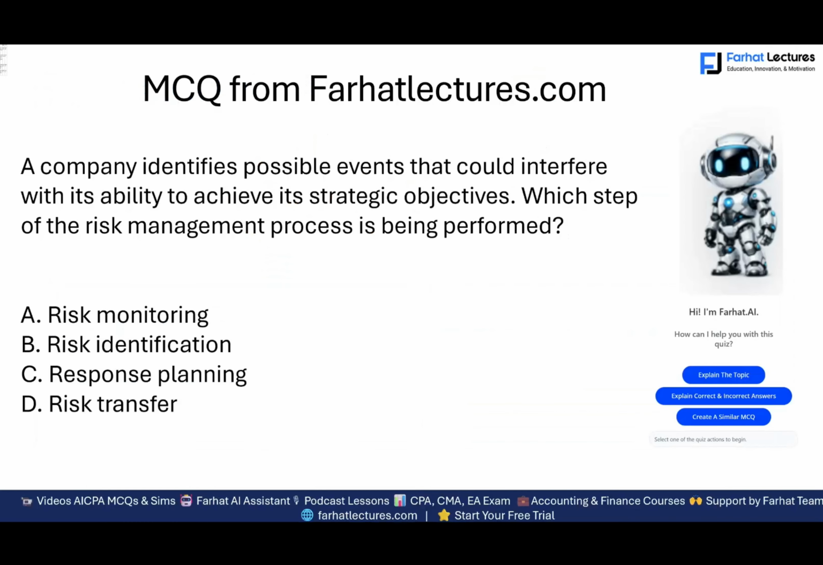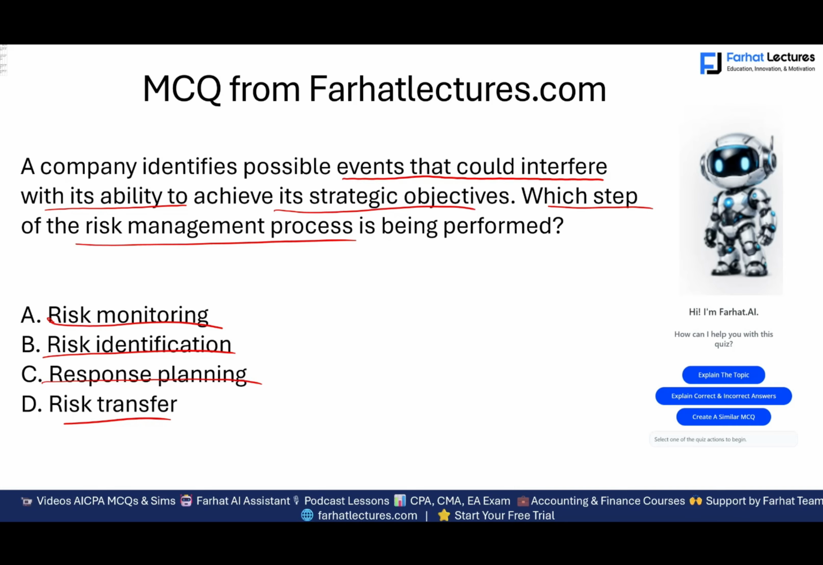Now let's take a look at a simple, straightforward multiple choice question from Farhat Lectures that starts to help you see this process. A company identifies possible events that could interfere with its ability to achieve its strategic objective. Which step of the risk management process is being performed? So we have a risk management process that consists of 5 steps, and which step is being identified here? Is it risk monitoring, risk identification, response planning, or risk transfer?